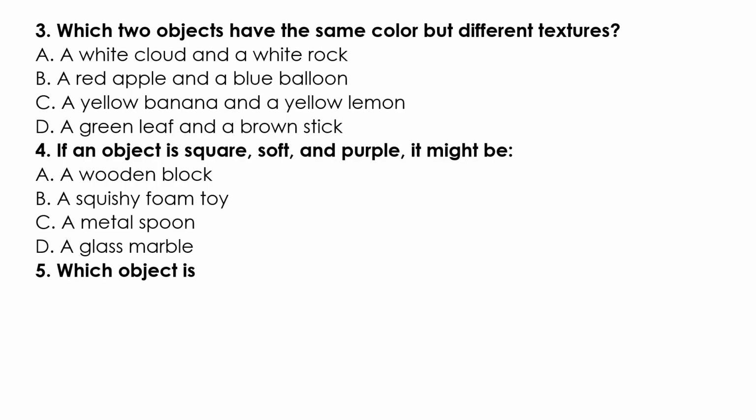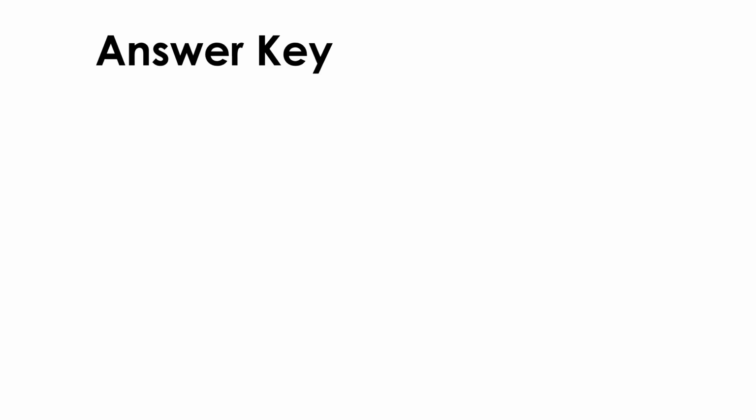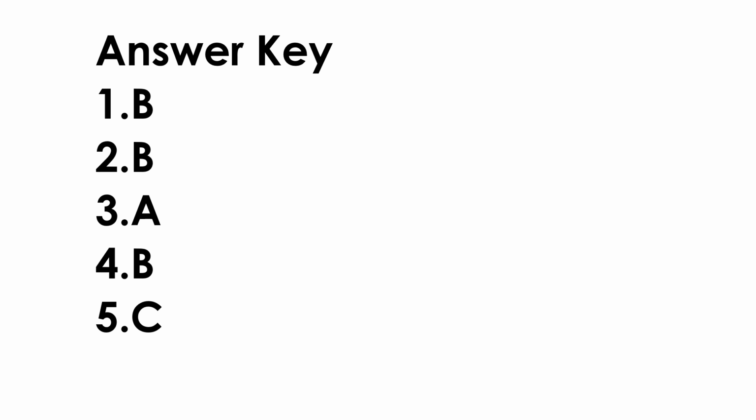5. Which object is not hard? A, a steel spoon. B, a ceramic plate. C, a wool scarf. And letter D, a stone. The answers: 3A, 4B, 5C. Good job, kids!